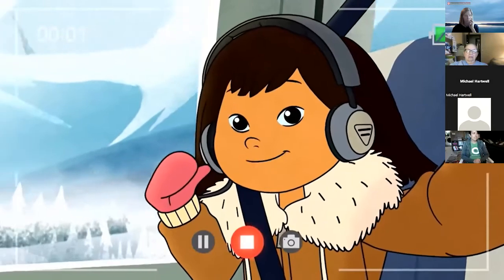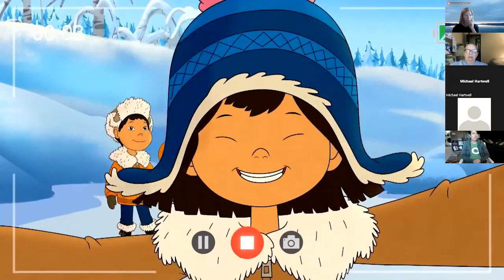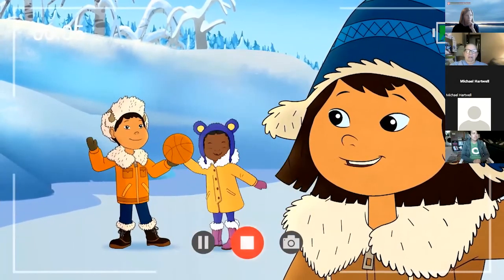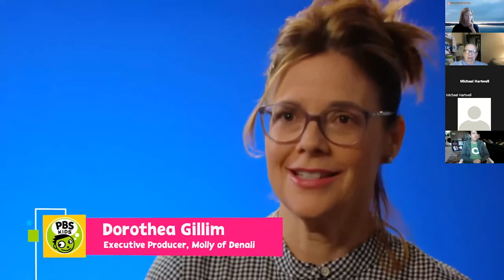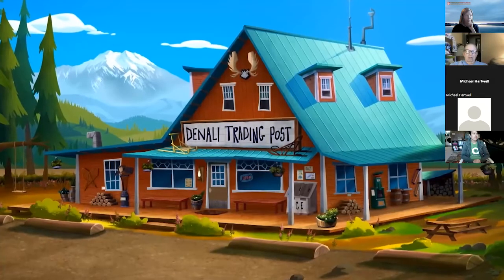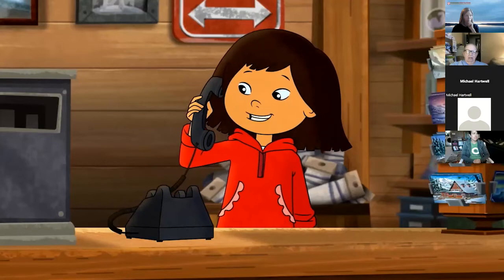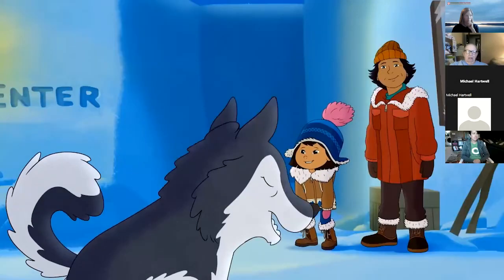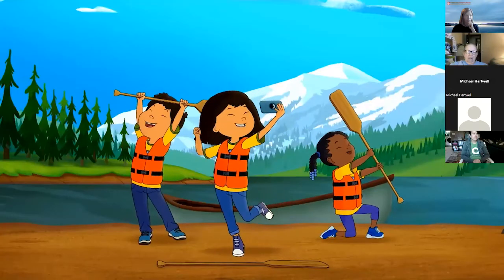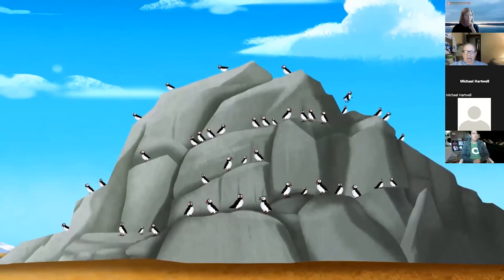Hey everyone, it's me, Molly! Molly of Denali. Hey there, it's Molly, and Tui, and Trini. Hi! Molly of Denali is about a 10-year-old Alaska Native girl, Molly Mabray, who lives in a trading post with her family near Denali. And it's really about her daily life, playing with her dog Suki and her friends and having adventures. Whoa! Is that where we're going, Nina?